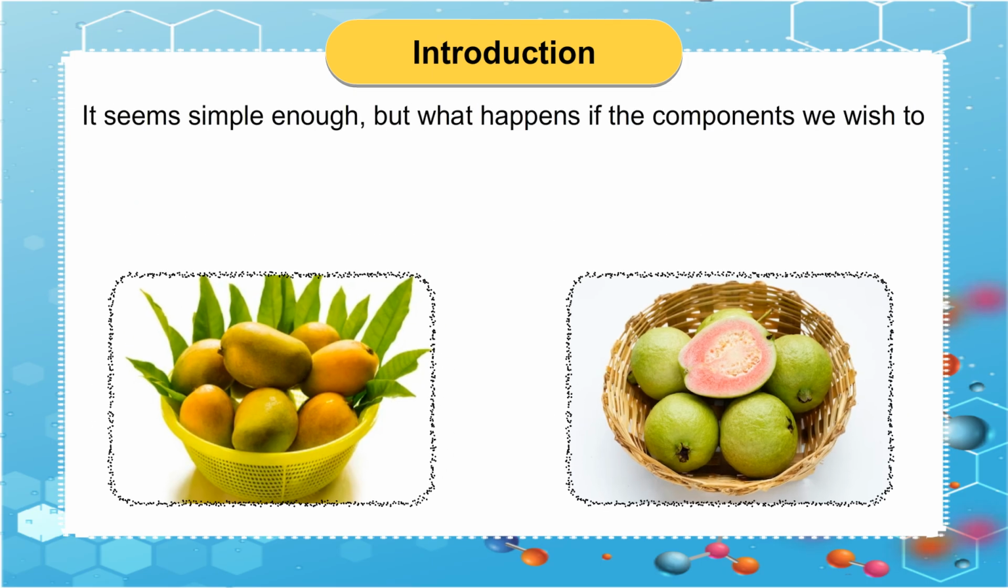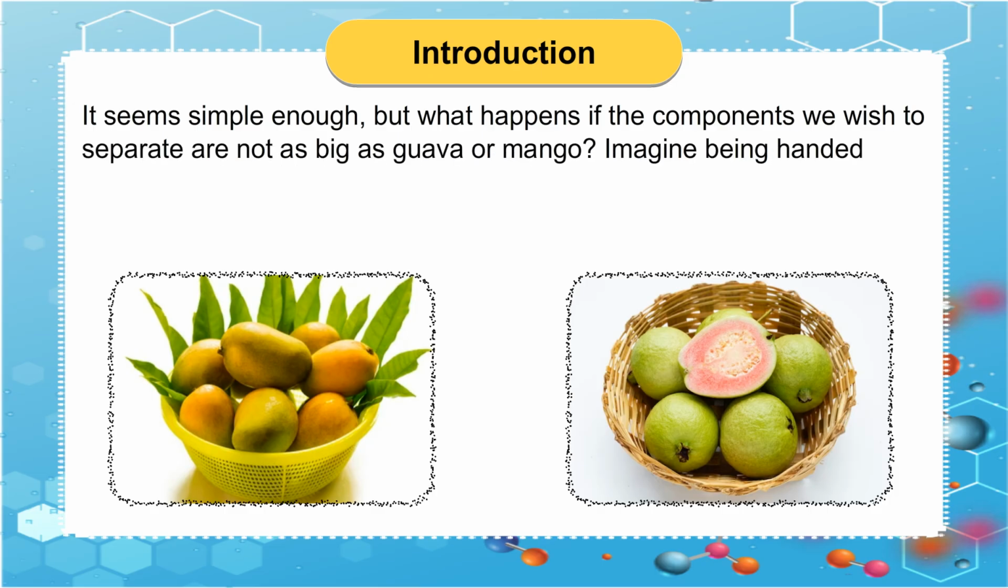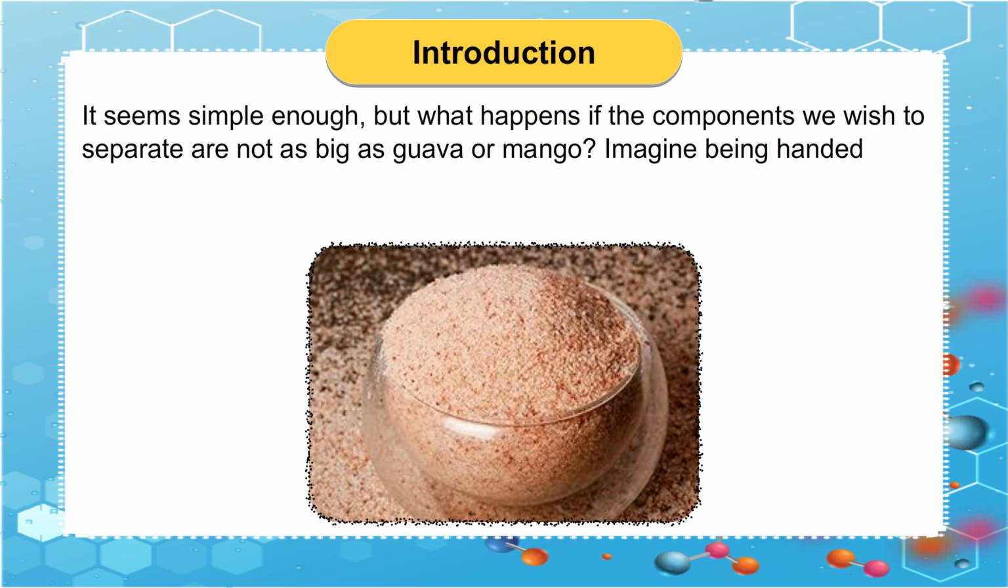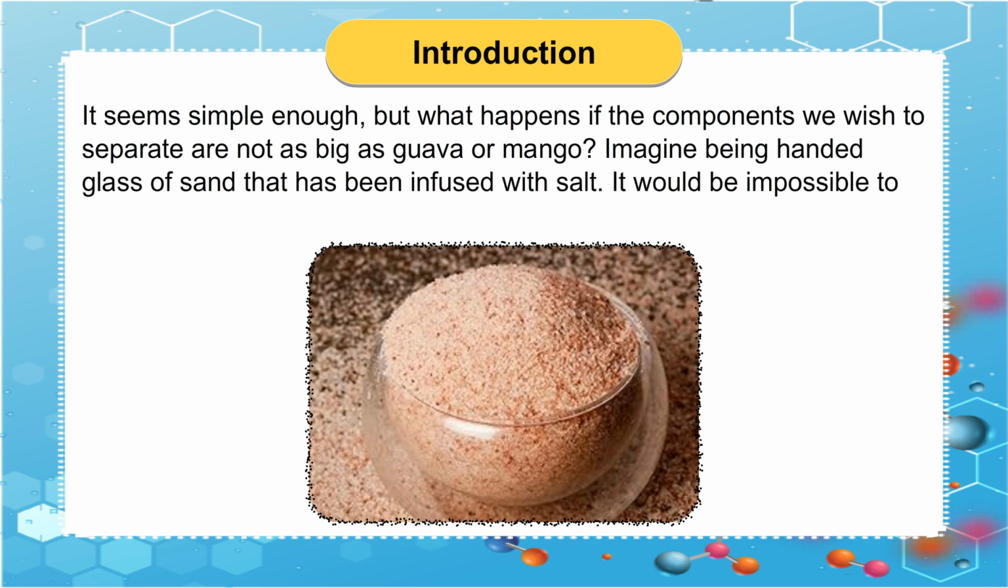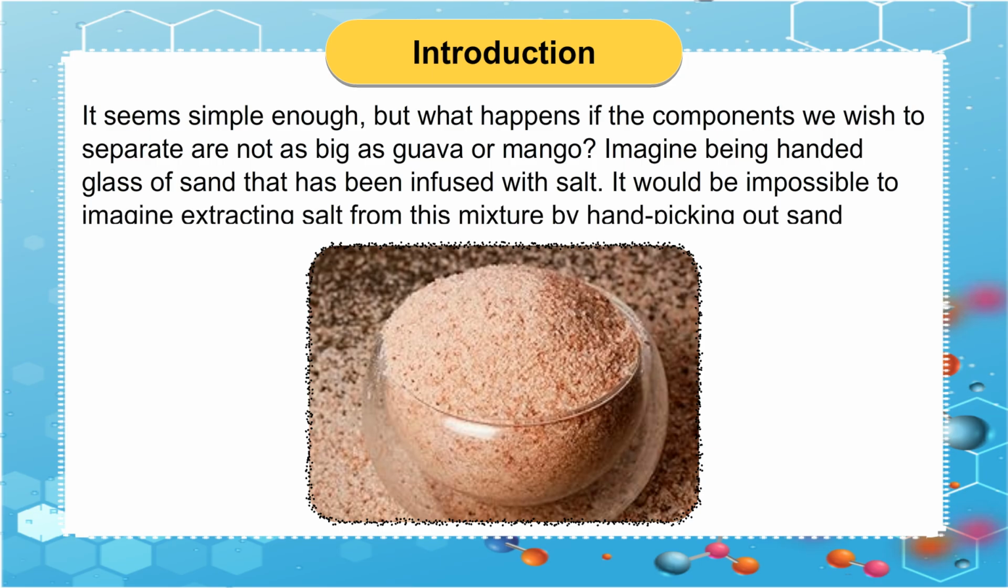It seems simple enough, but what happens if the components we wish to separate are not as big as guava or mango? Imagine being handed a glass of sand that has been mixed with salt. It would be impossible to extract the salt from this mixture by hand-picking out sand grains.